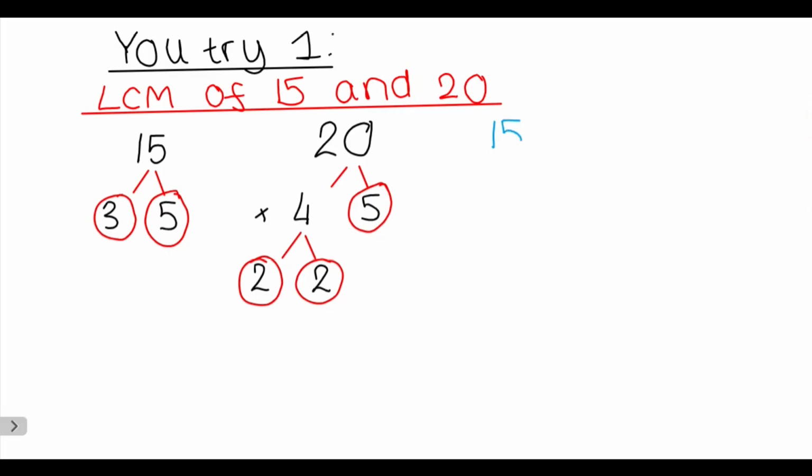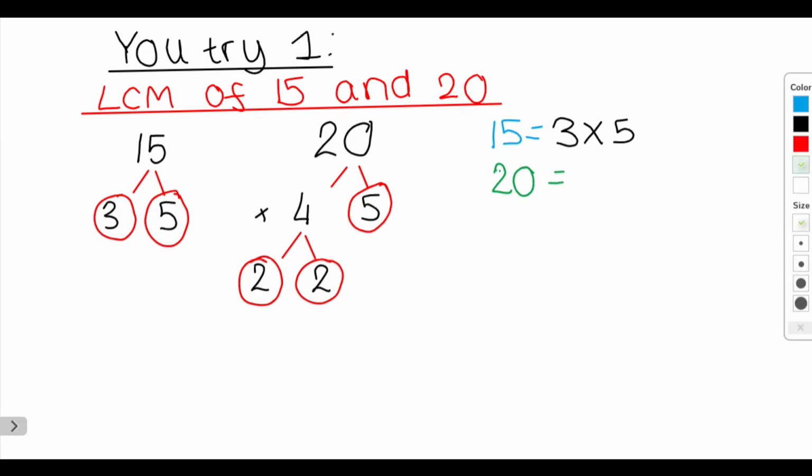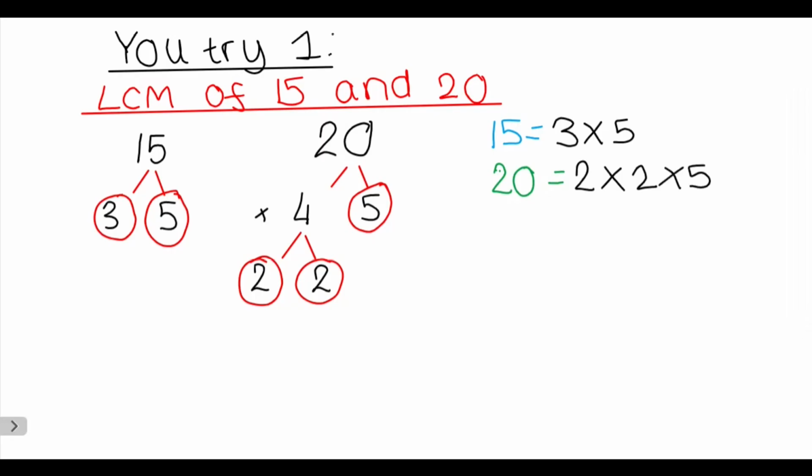So let's start with 15. So 15 equals 3 times 5. Now let's do it for 20. And 20 equals 2 times 2 times 5. And we're going to draw the Venn diagram out, which will help us to find the LCM. So we're going to draw this out.